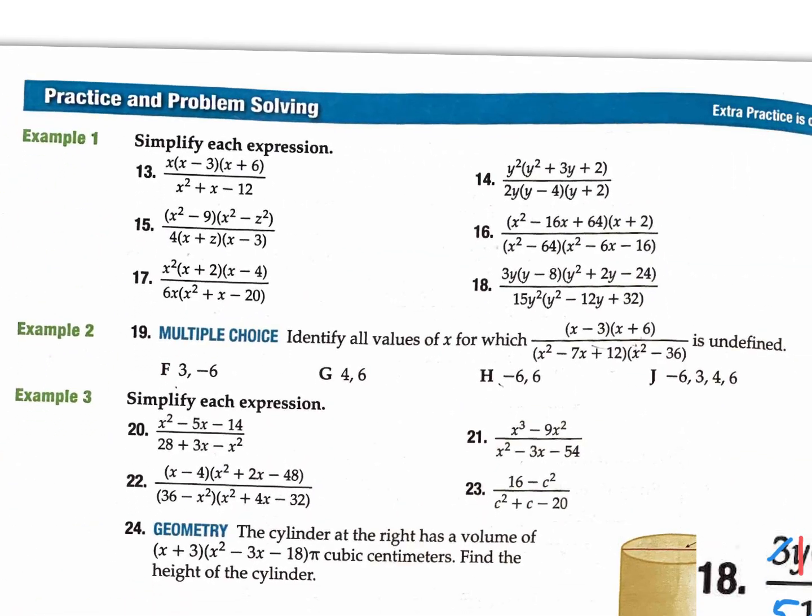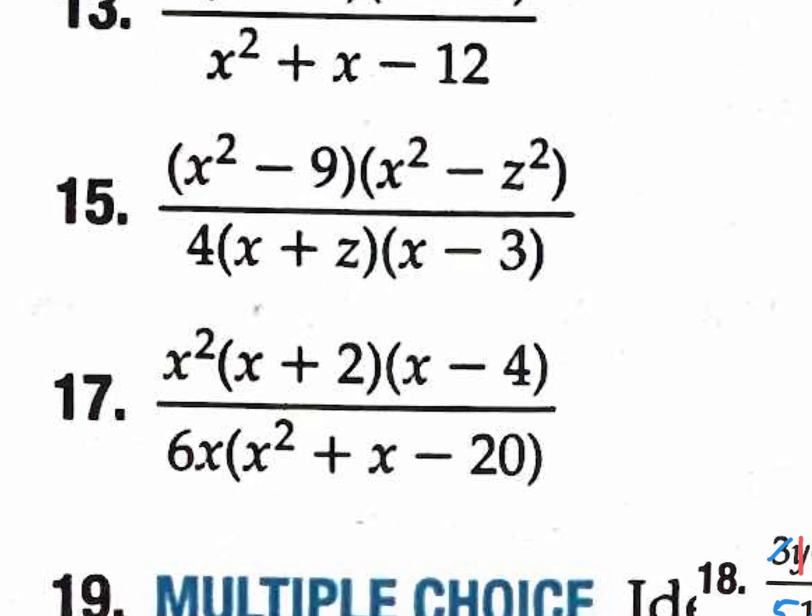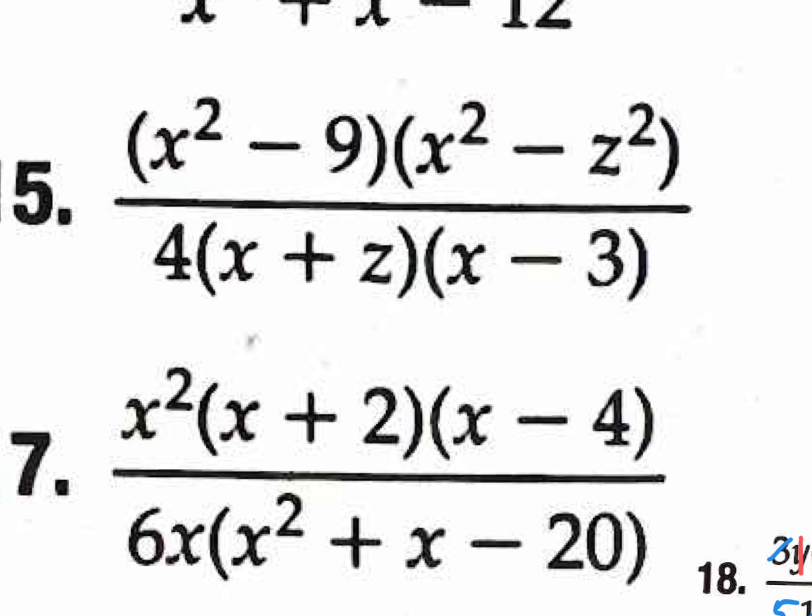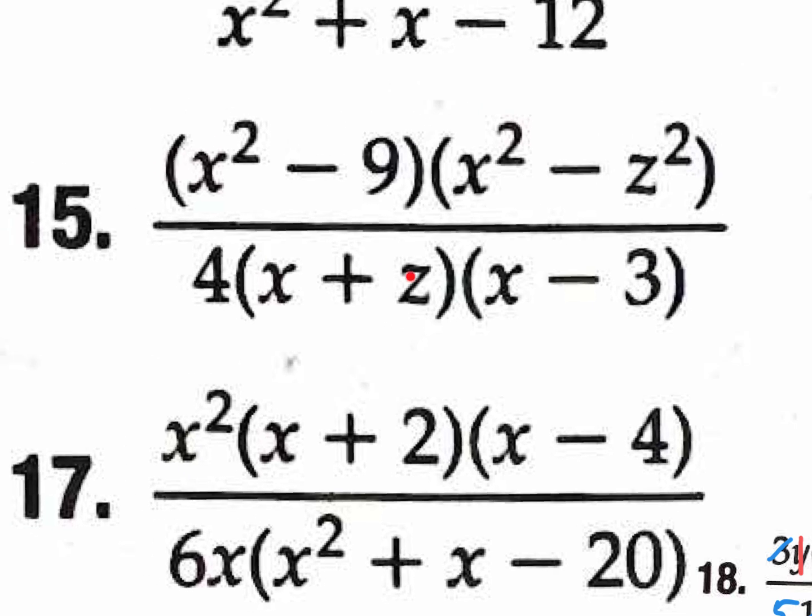You know what? In other classes, I've seen students freak out with number 15. Look, first of all, the denominator on 15, there's nothing to do, right? It's already in factored form. You got an x plus z, you got an x minus 3, there's a 4. You can't pull out a GCF. You can't factor. This is already factored. This guy could be factored, and this guy could be factored.